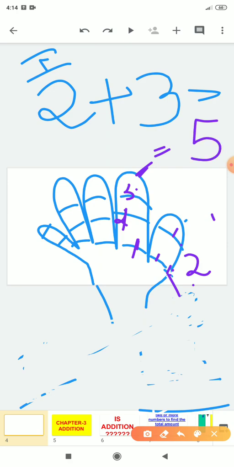Okay children, so in this way you will start counting on your fingers. It is very easy. Hopefully it is very easy, and maybe it will take time to understand it. So if you practice daily, if you do sums on your fingers, it is quite easy to solve.